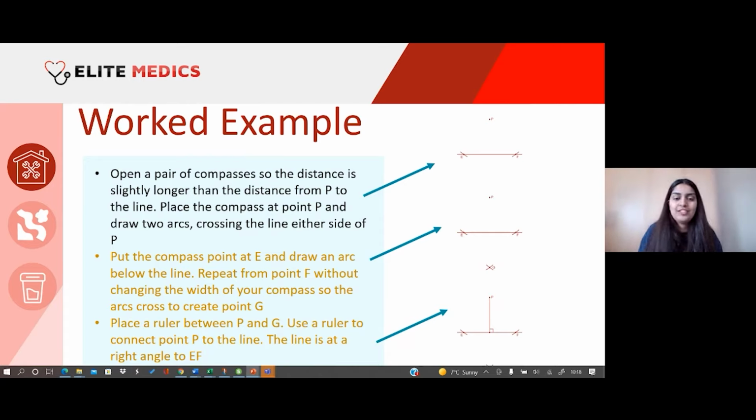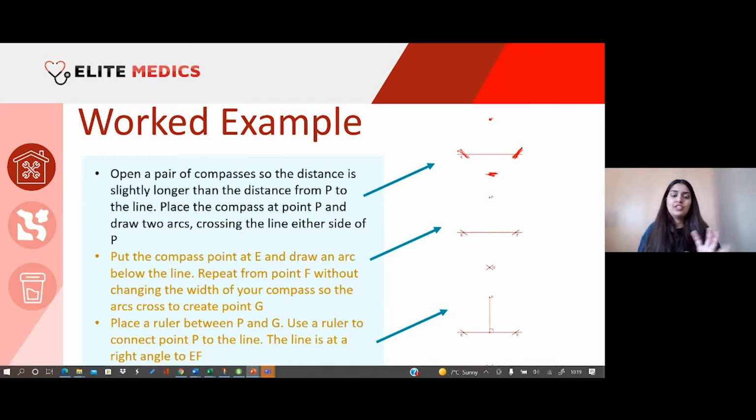Essentially, what we have to do is open up your pair of compasses such that the width of your compass is slightly longer than the distance of P to the line. So your pointy bit over here, your pencil bit should be somewhere over there. Okay, so slightly longer than the line. Then don't change the width of your compass and rotate it so that you cross the line at 2 points, one on this side and one on this side. So this is going to be F and E. We're going to label those points.